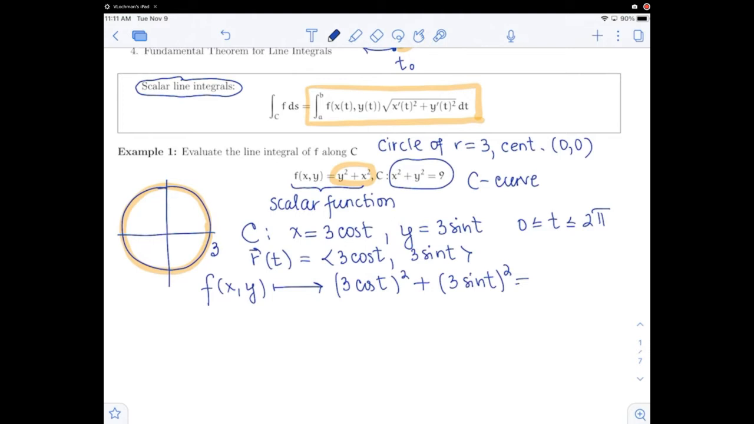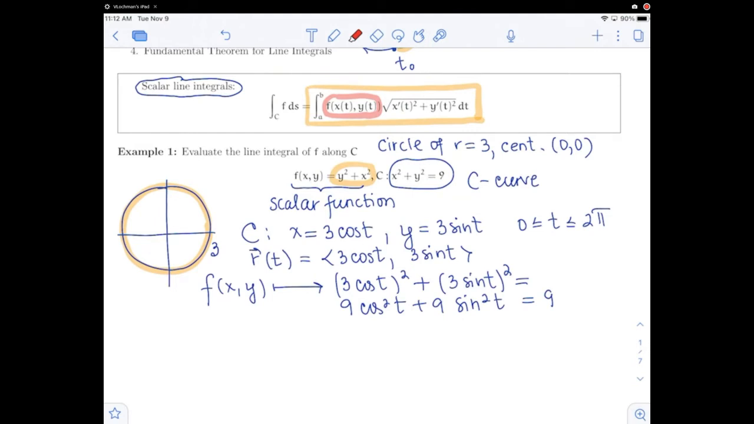Okay. And what do we get? We actually get a nice Pythagorean identity, right? So this is 9 cosine squared t plus 9 sine squared of t, and that, of course, is equal to just 9. Okay. All right, so that is our function in terms of t. That's done. Okay, so which part did we just do of the formula? Let's look at the formula. We just did this part right here. We rewrote our function in terms of the parameter t.